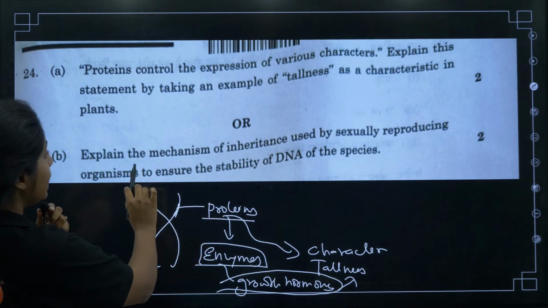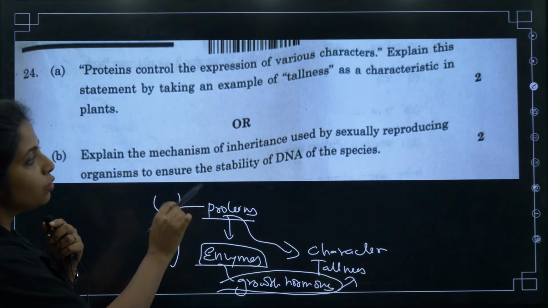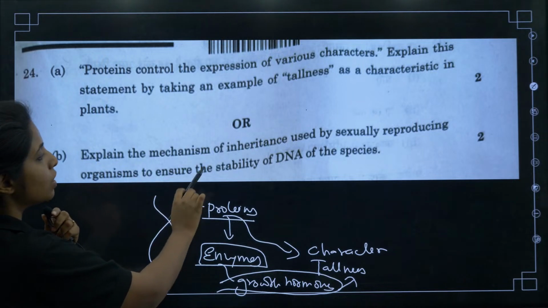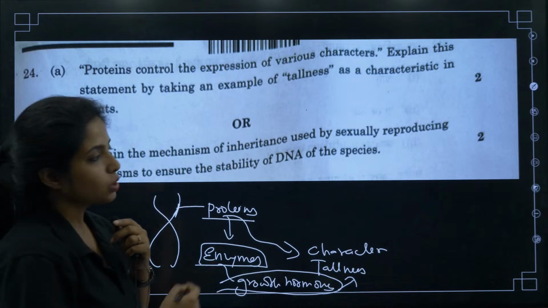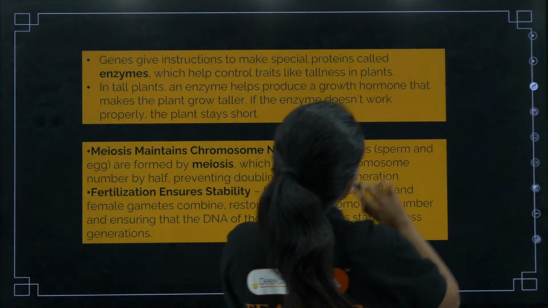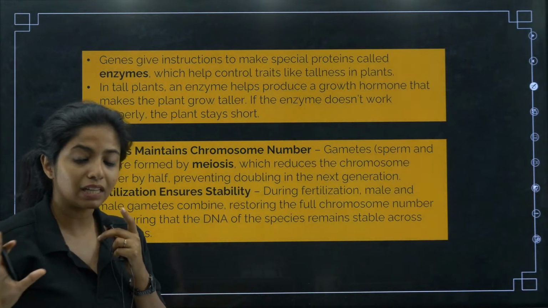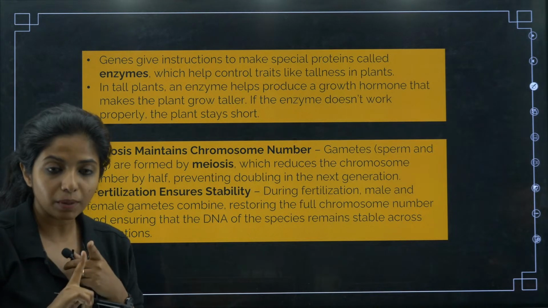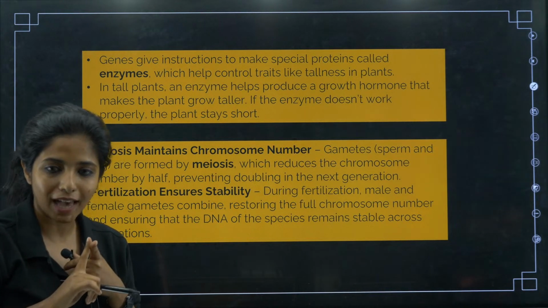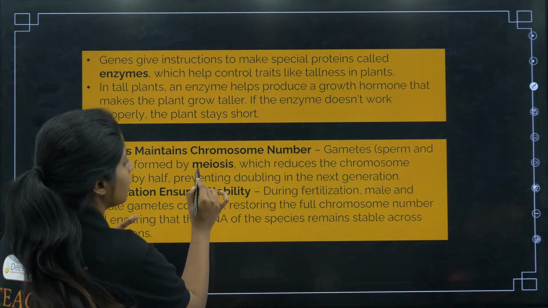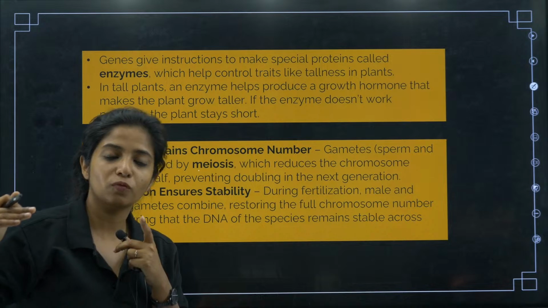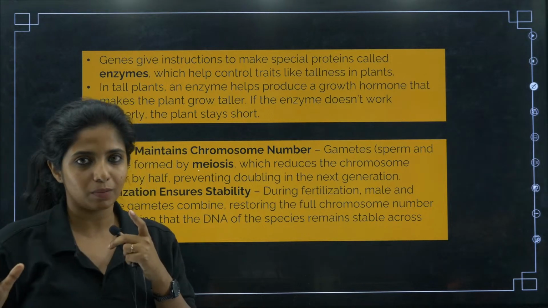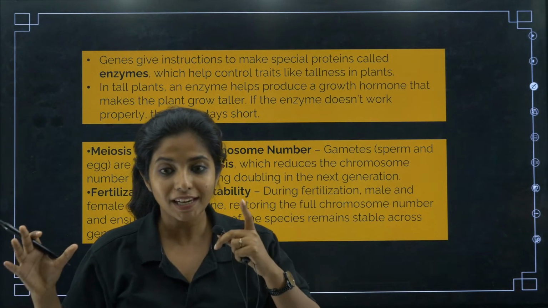Now explain the mechanism of inheritance used by sexually reproducing organisms to ensure the stability of DNA of the species. So what is that mechanism? In which way do they assure that the DNA is stable? Basically, whenever gamete formation happens in sexually reproducing organisms, it happens with the help of meiosis. What happens with the help of meiosis? The number of chromosomes will become half in each of the gametes.